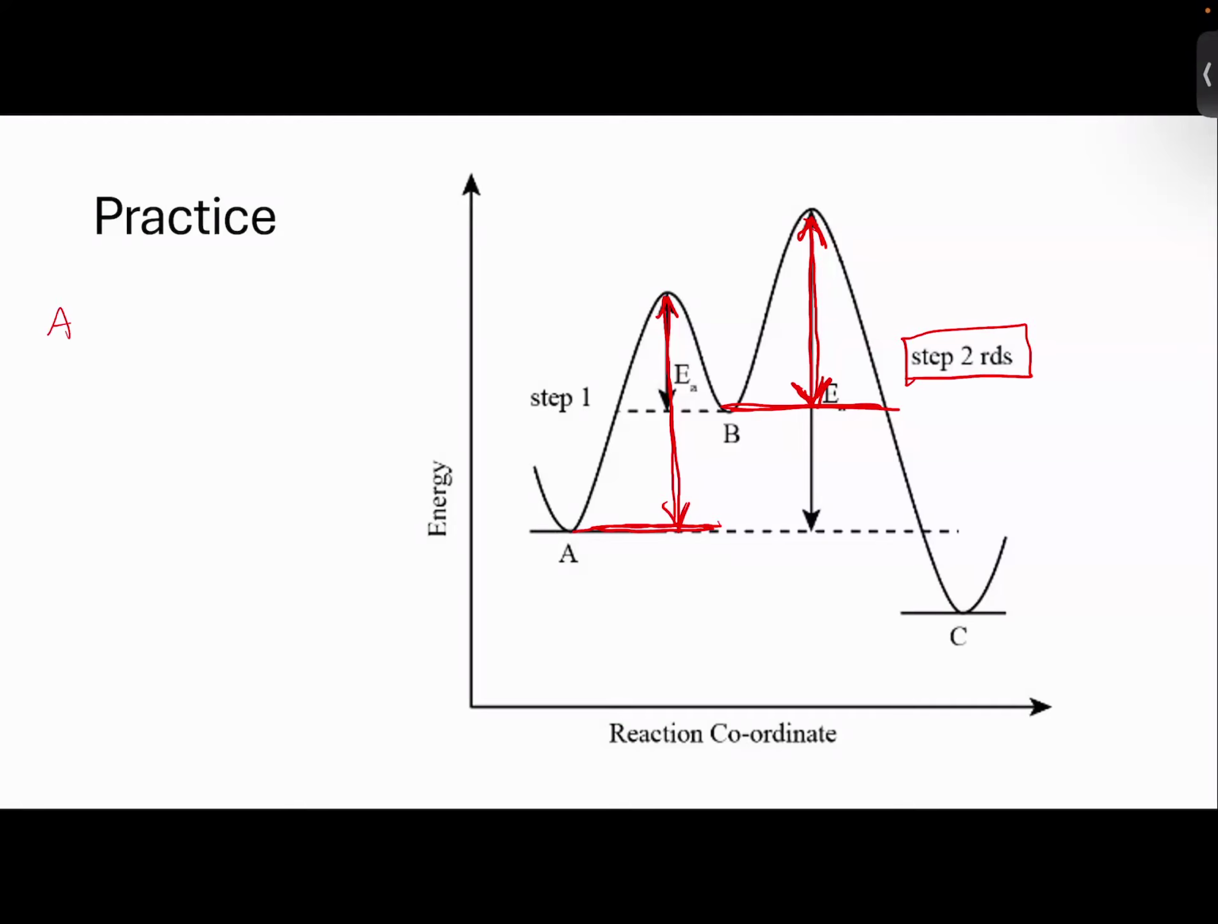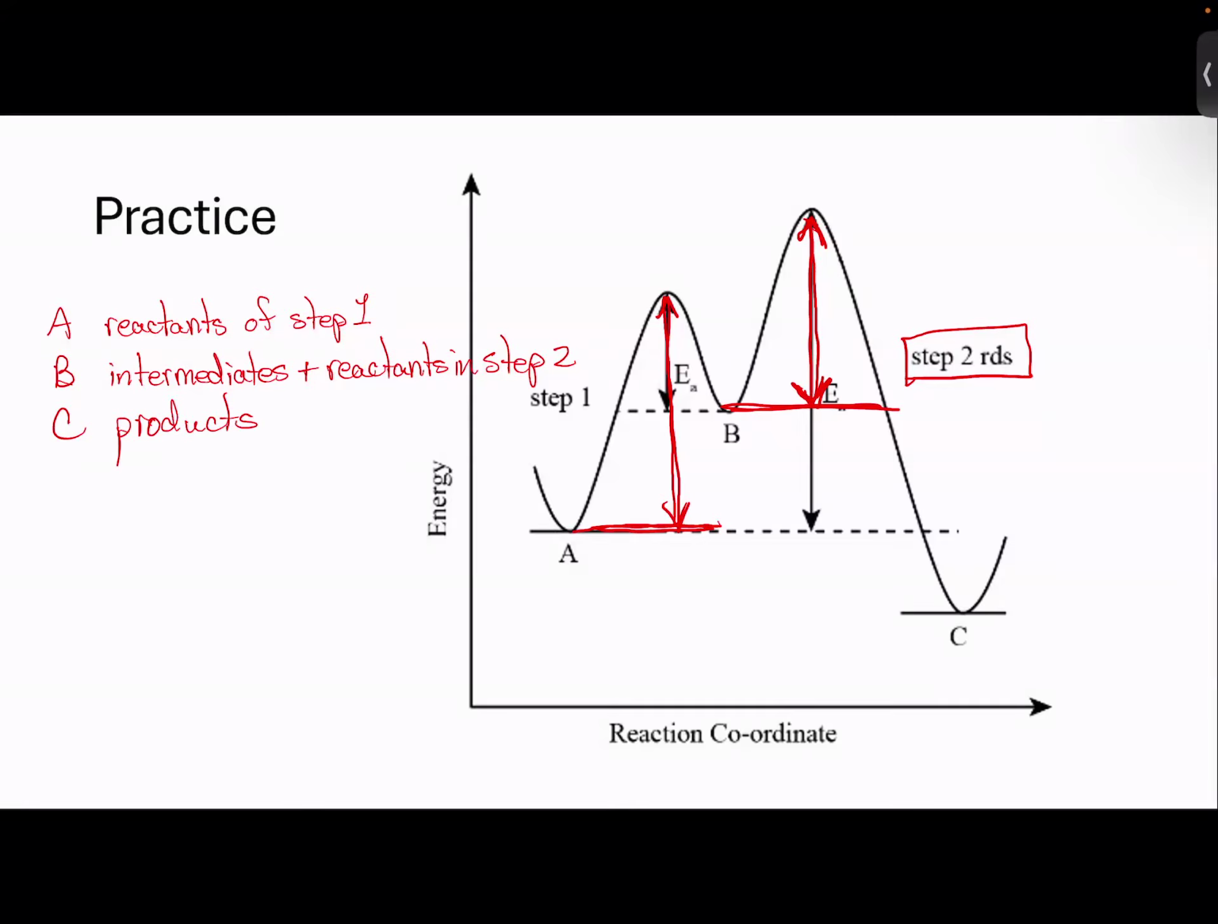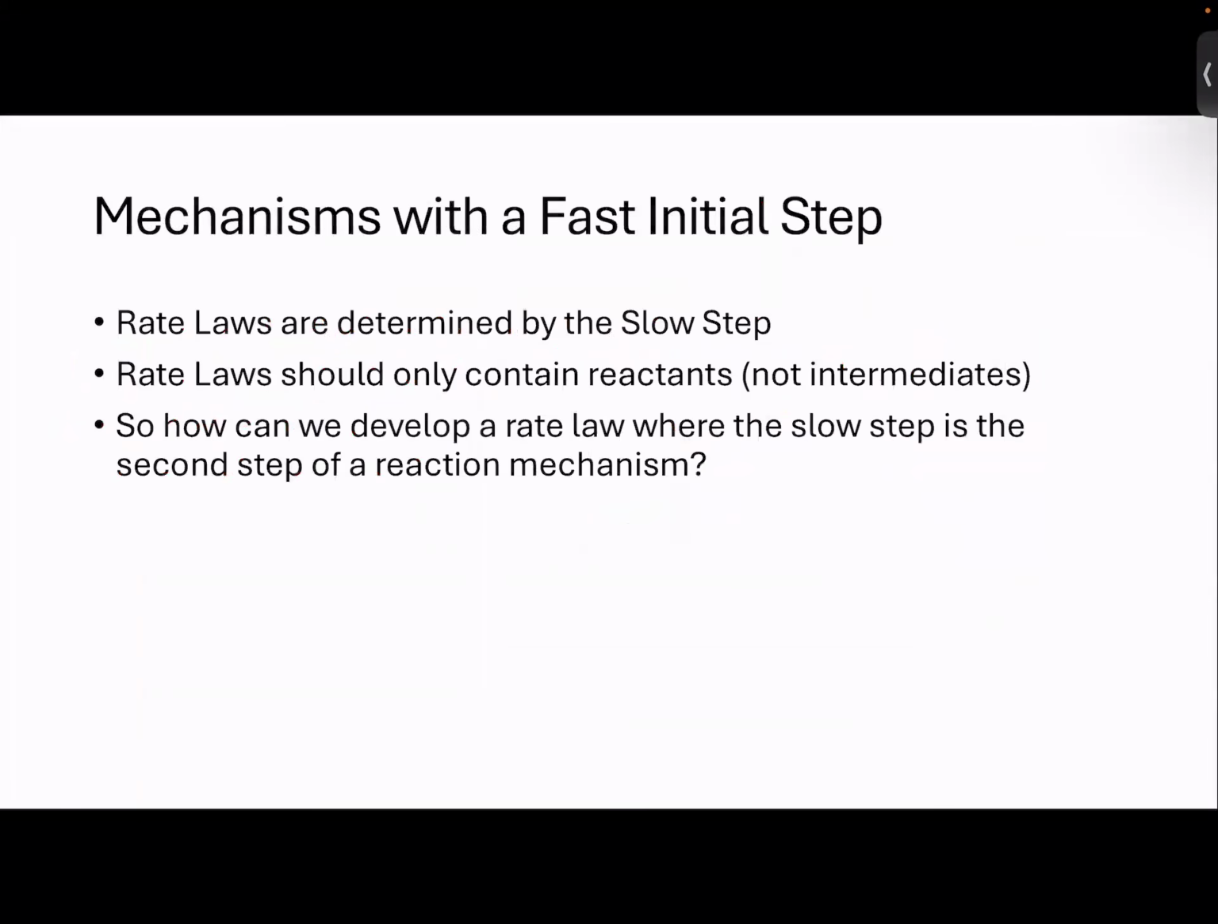A is the reactants of step 1. B is the intermediate plus the reactants of step 2. And C is the products. Questions? Okay.